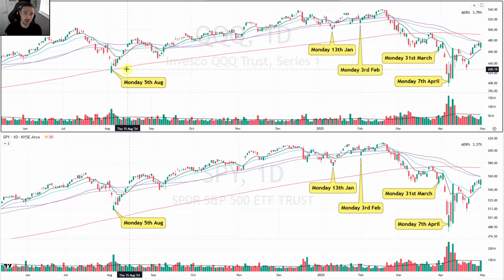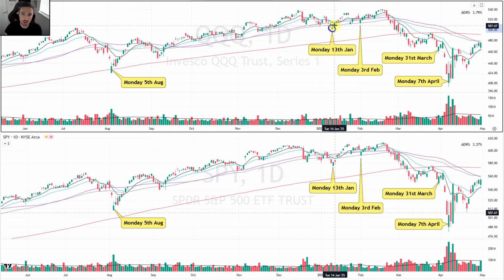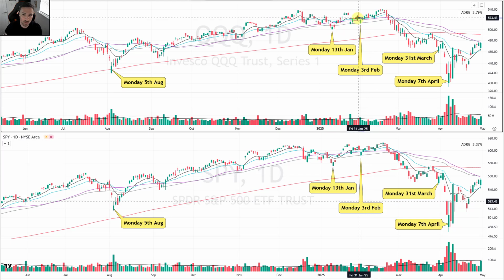But that's just not a one-time thing. If you go and look, I've just marked some up. Gap down reversal bar, Monday the 13th of Jan. Gap down reversal bar, 3rd of February. Gap down reversal bar, 31st of March. Gap down reversal bar, the biggie, on 7th of April. And look at the pop in the volume, look at the huge relative volume.